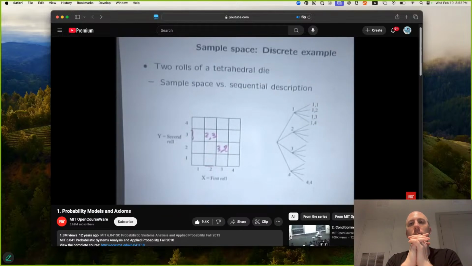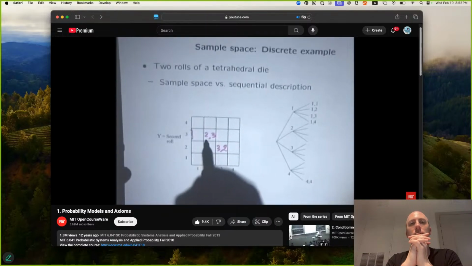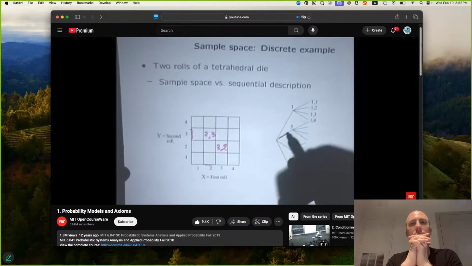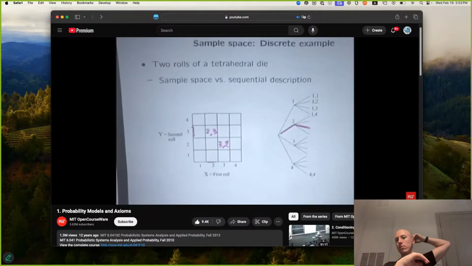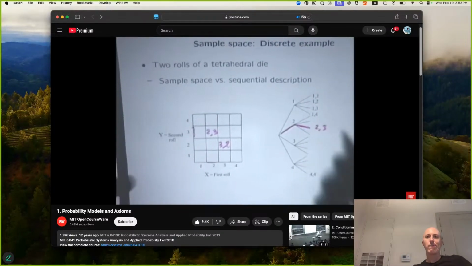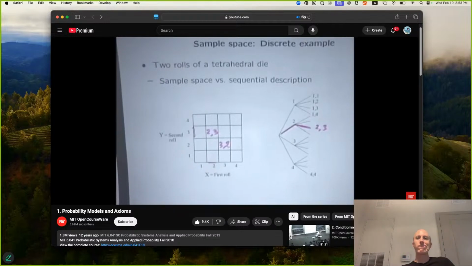So what's the relation between the two diagrams? Well, for example, the outcome 2 followed by 3 corresponds to this path on the tree. Any path is associated to a particular outcome. Any outcome is associated to a particular path. And instead of paths, you may want to think in terms of the leaves of this diagram. Think of each one of the leaves as being one possible outcome. And of course, we have 16 outcomes here.